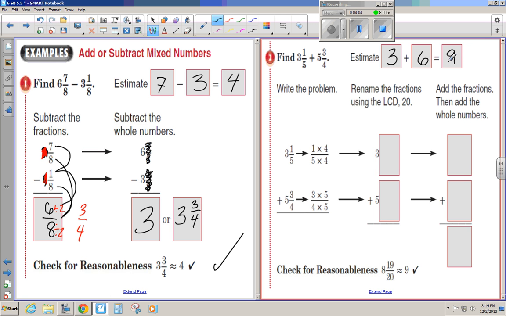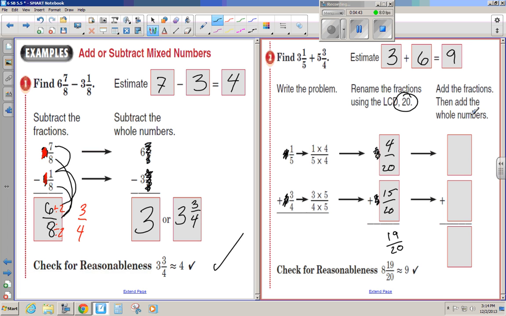All right, so we have to write the problem down, and just like before, we need to rename the fractions using the least common denominator. So we're forgetting about the whole number part. Just completely forget about it. Just look at the fraction. 1/5 plus 3/4. Well, least common denominator is 20. So you end up with 4/20 and 15/20, which gives us all together 19/20.